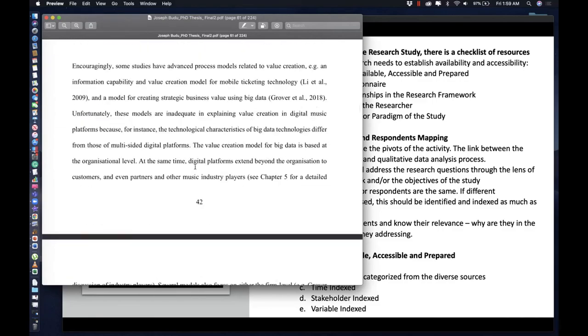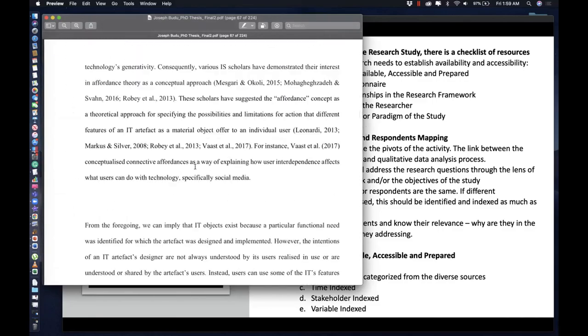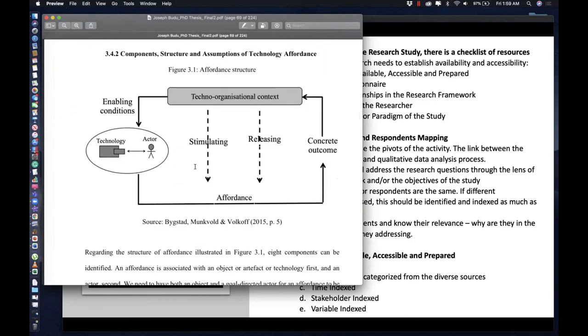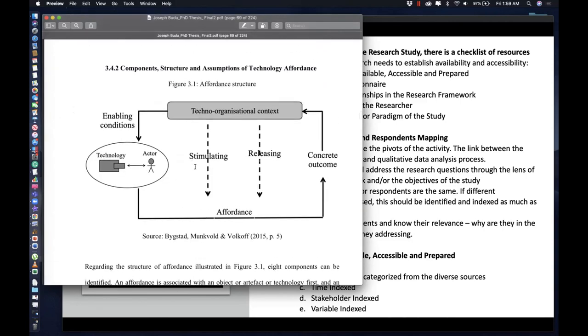So he did a literature review. He discussed different types of value, and the components of a technology affordance. He says that an actor interacts with the technology through the enabling conditions, but all these things are embedded in the techno-organizational context, which releases some stimulating conditions and releasing factors that can inform the affordance. The affordance is about what the person is able to do or not do because of the technology.